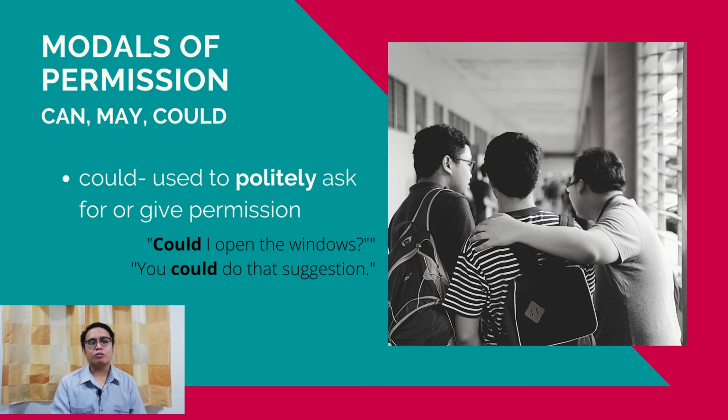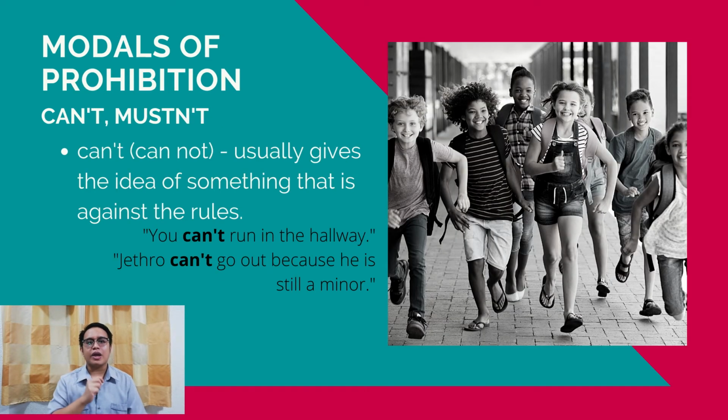Okay? Now we go to the modals of prohibition. Things that are forbidden. So what are these modals of prohibition? We have the can't and the mustn't. Or the must not. The cannot and the must not. Okay? Now let's go to can't. Can't usually gives the idea of something that is against the rules. So when you use can't, you are saying it is against the rules. So for example, you can't run in the hallway because there is a rule that you should not run in the hallway.